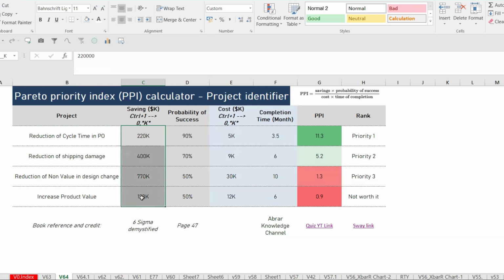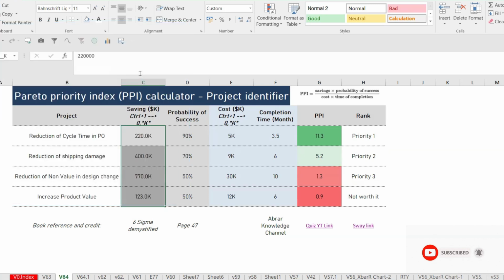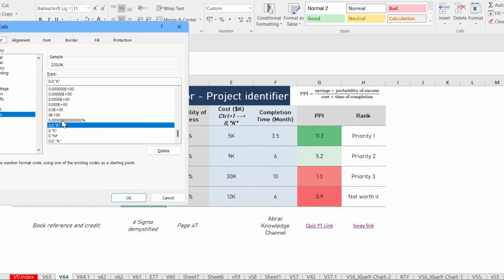The same thing, Ctrl+1, and then keeping it as such. If you want decimals, you can also have decimals, but let's say we don't need a decimal. We can just remove that dot value. Decimals we don't need, we can just remove it.